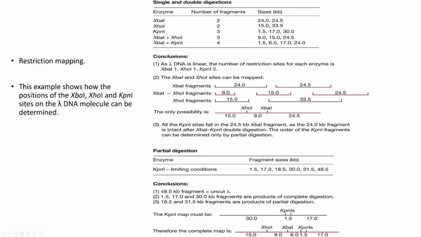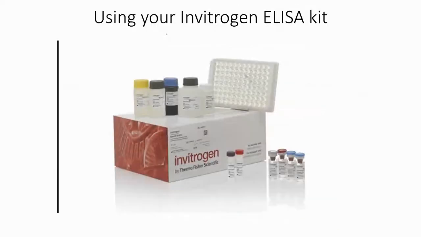And then, of course, you can interpret the KpnI as well. Okay, so that's the restriction mapping determination. Any questions?